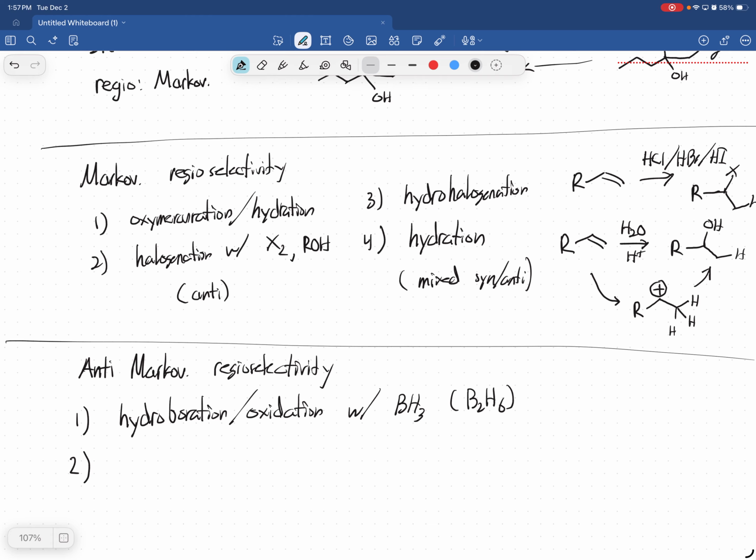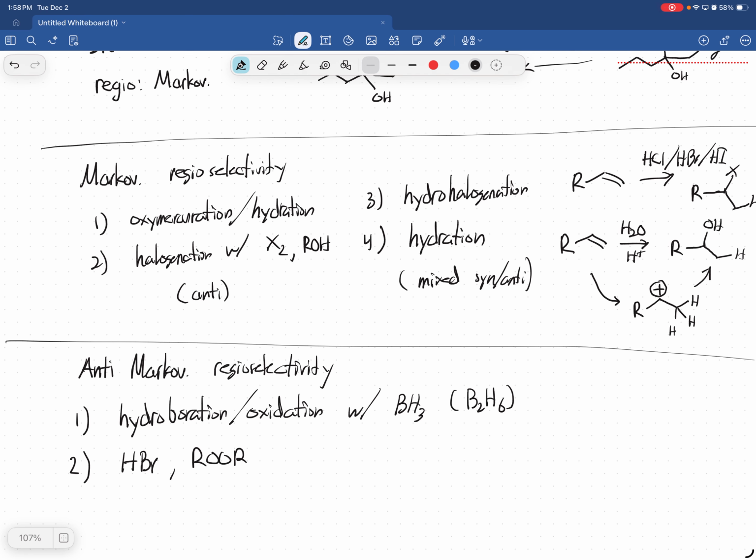Okay. What if we add HBr, but we don't put it in water? We use the gas, and we add peroxides to it. What happened in that situation? HBr, ROOR.